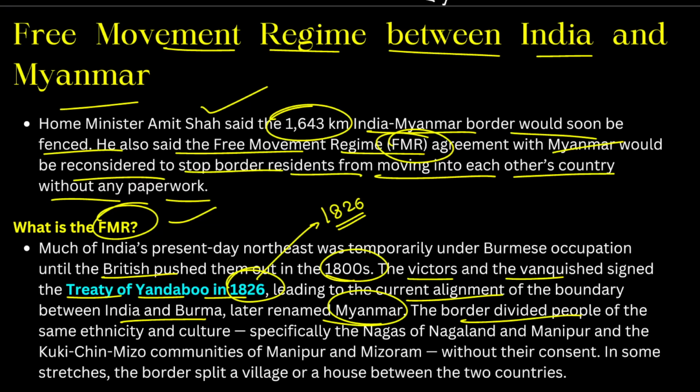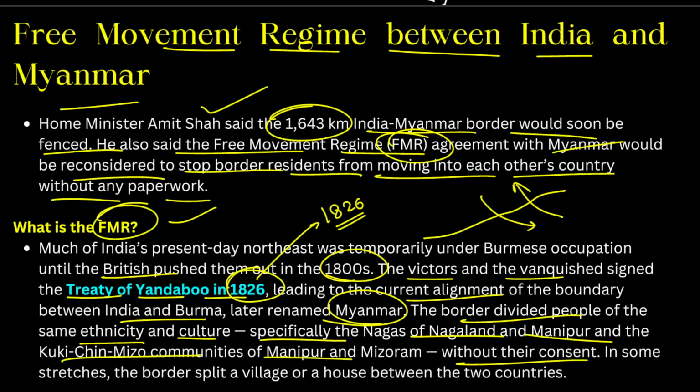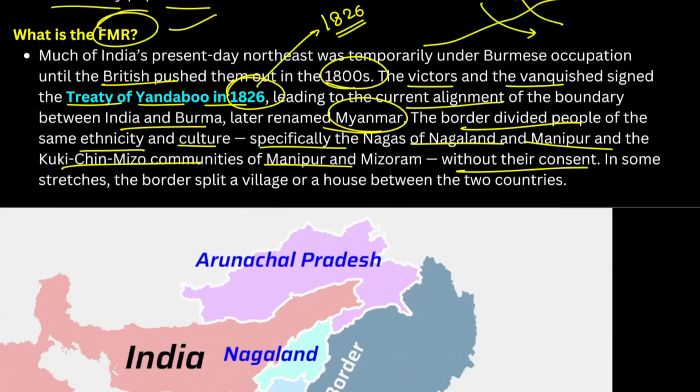The border divided people of the same ethnicity and culture. Essentially, they were the same people, but they were divided because of this boundary making by the British. Colonial legacy, we can say now. Specifically, the Nagas of Nagaland and Manipur and the Kuki-Chin and Mizo communities of Manipur and Mizoram were divided without their consent. In some stretches, the border split a village or a house between the two countries.